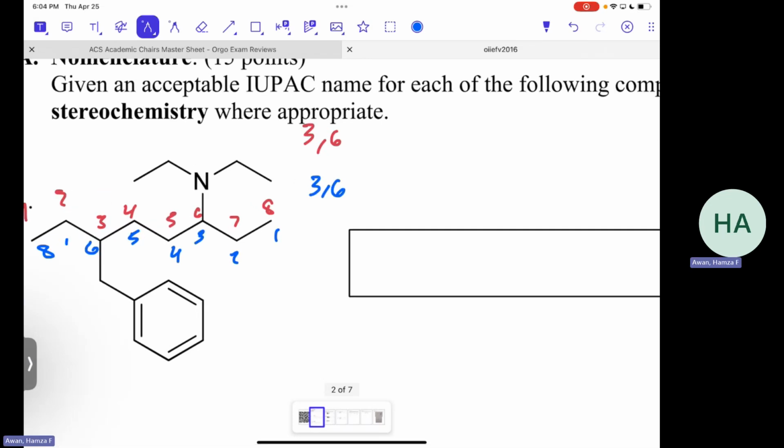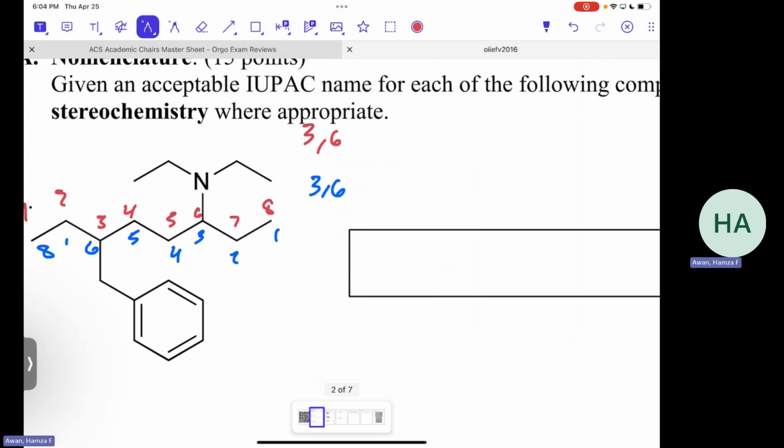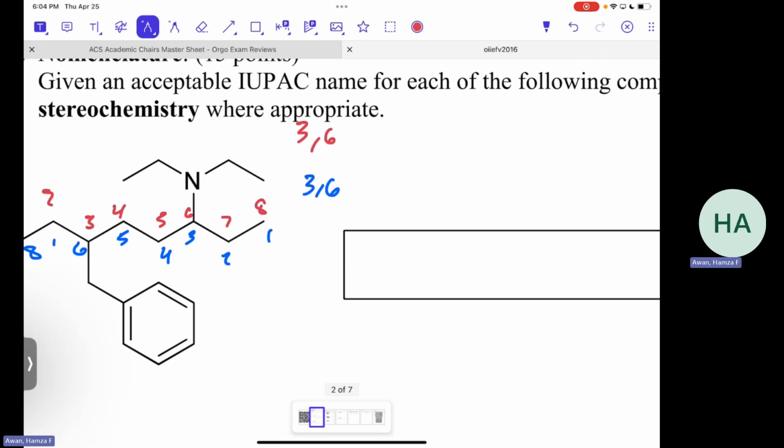Actually sorry, we have two substituents on carbon 6 for the red numbering. So for the red numbering, this is diethyls on this nitrogen group. So it's actually going to be 3, 6, 6, while for the blue we have 3, 3, 6. So because of that, we're gonna be going with the blue numbering. So the blue numbering is gonna be for the parent chain.